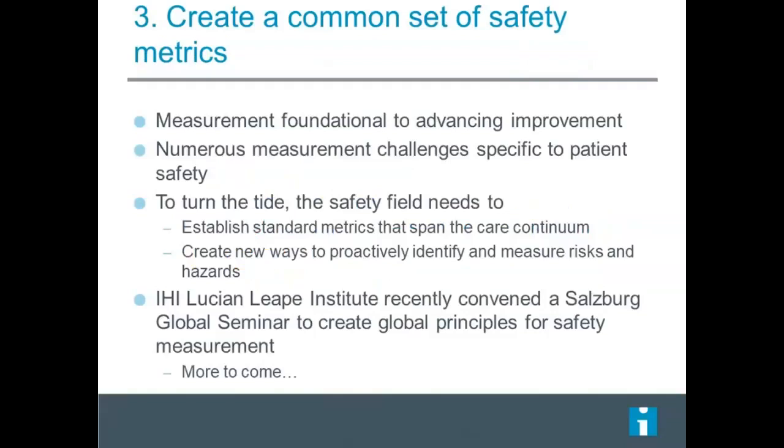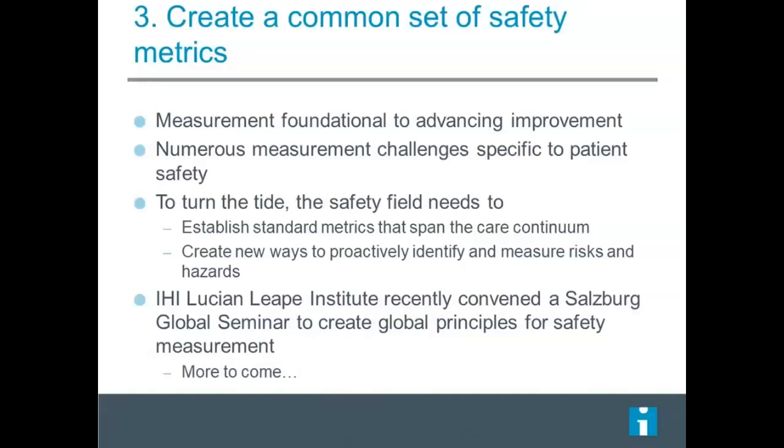Number three, create a common set of safety metrics. And so, you know, measurement is foundational to learning and improvement. And I think the current set of safety measures that we have are not the best, honestly. Most of our safety measures have been inpatient focused, have been really based on what we can measure as opposed to what we should measure. And so we think there needs to be kind of a rebooting of how we think about safety measurement that really thinks about measurement that spans the entire care continuum, measurement that moves us to more proactive forms of measurement as opposed to reactive. So instead of measuring, or in addition to measuring harm, we're also going upstream and trying to measure risk and hazard so we can intervene before the harm occurs.